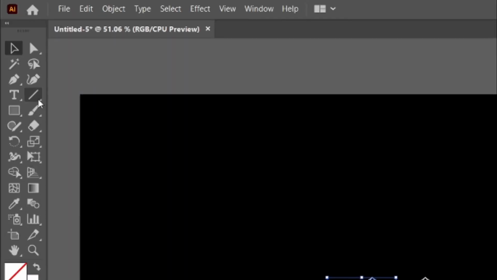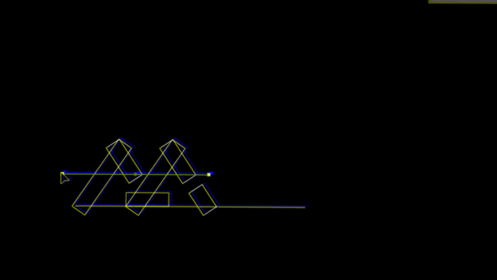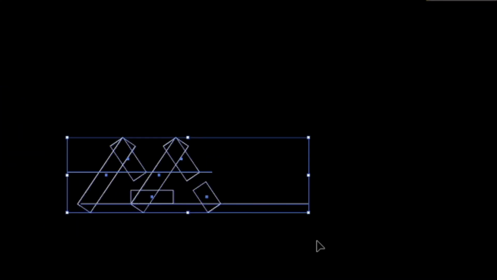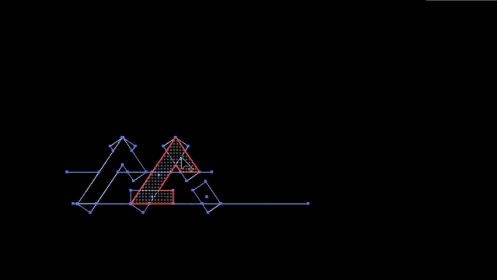Then select the line segment tool and draw a horizontal line at the center of the shapes. Next, give shape to your logo. After that, select all the shapes and select the shape builder tool and draw the logo part. Then delete the shapes except the logo part.